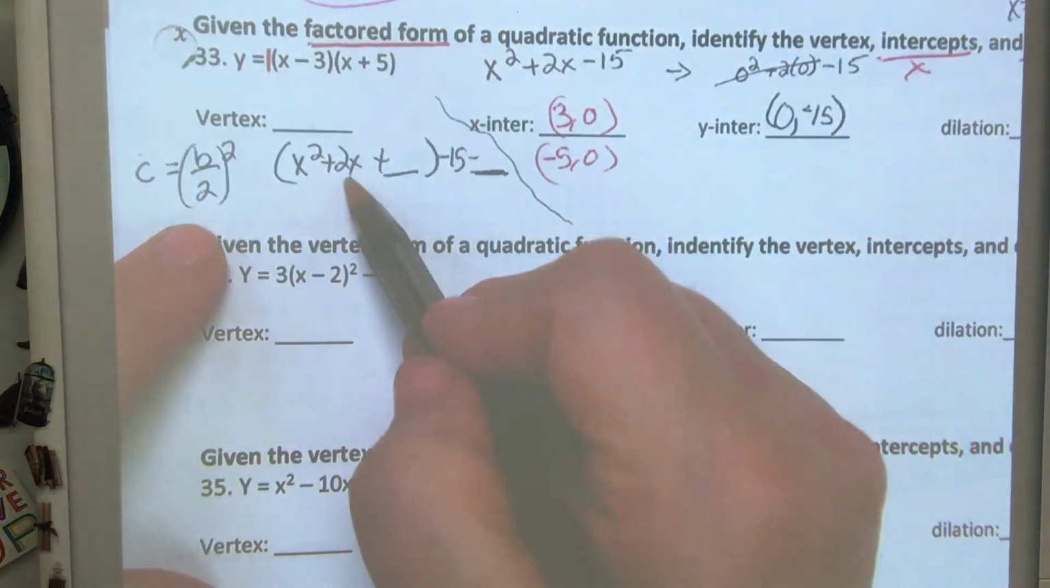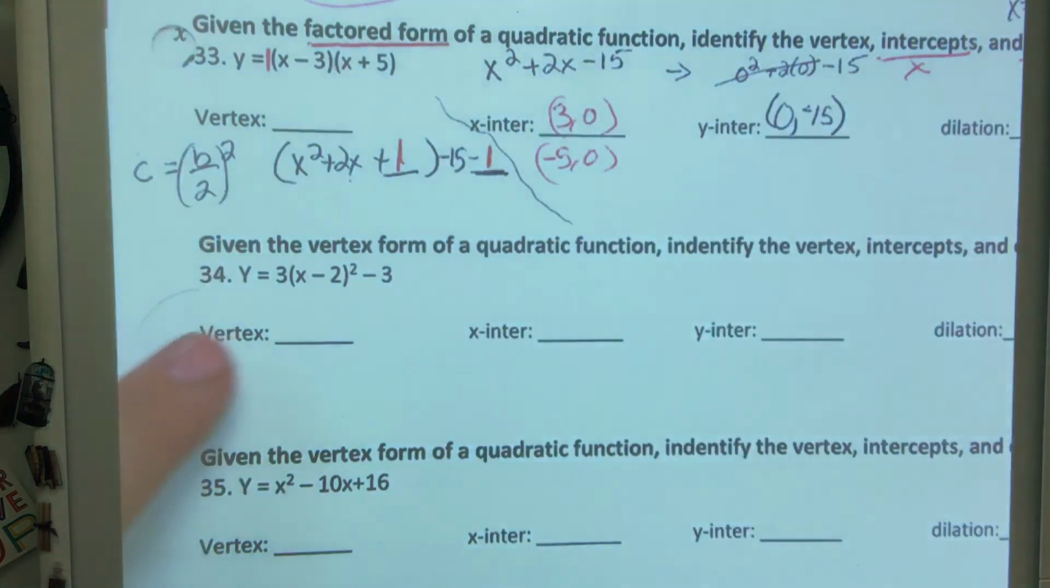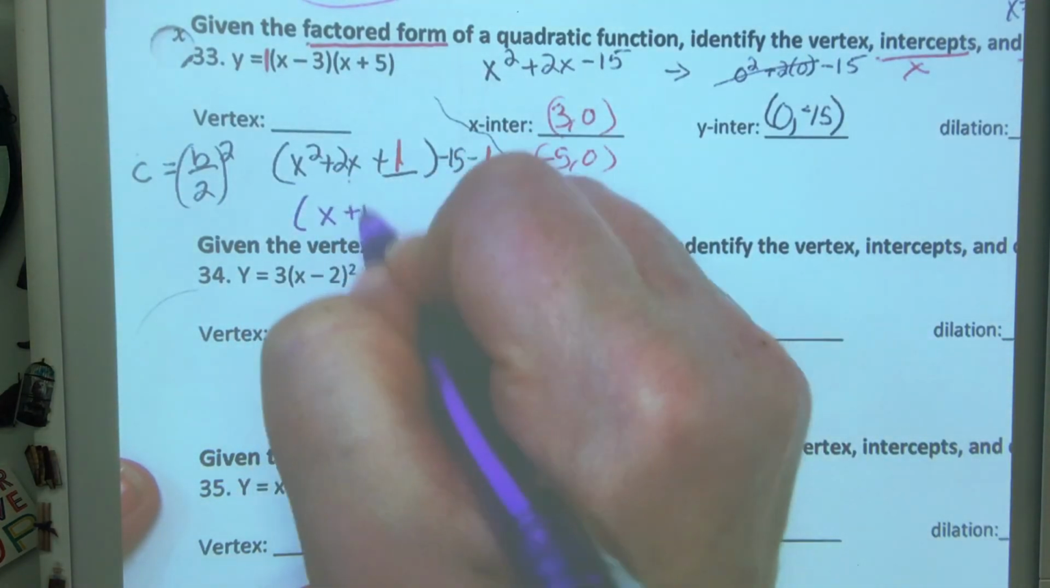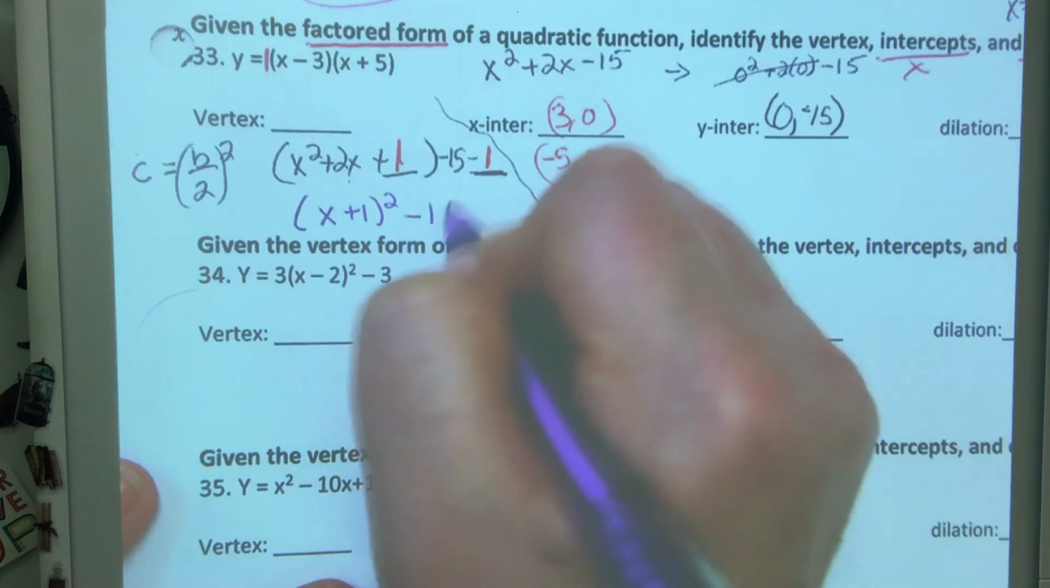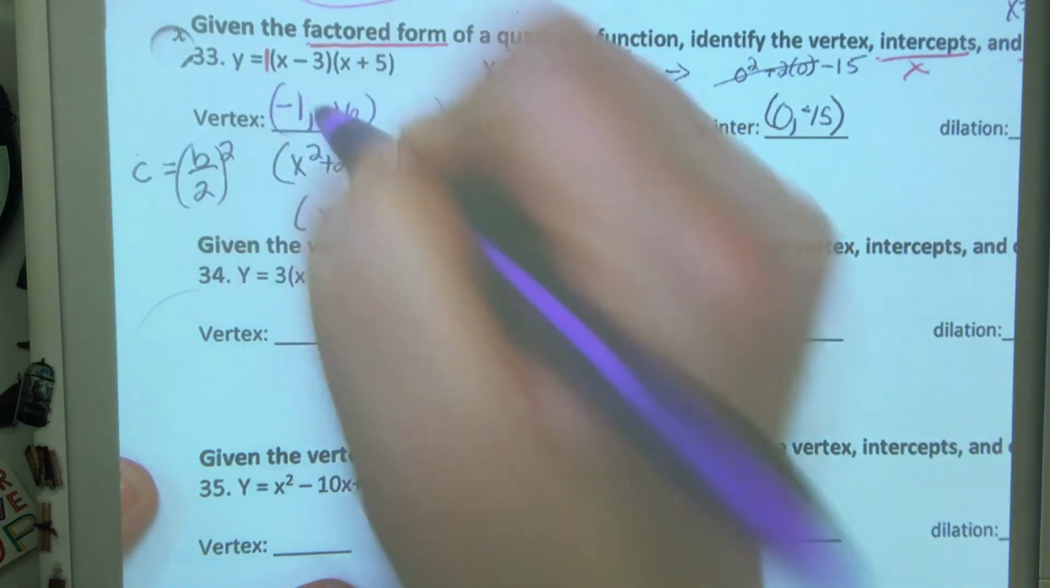So 2 divided by 2 is 1. 1 squared is 1, so plus 1 minus 1. This turns into x plus 1 squared minus 16. So my vertex is negative 1, negative 16.